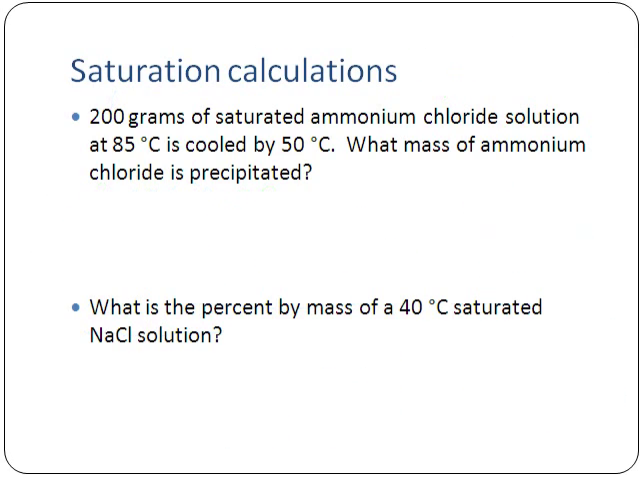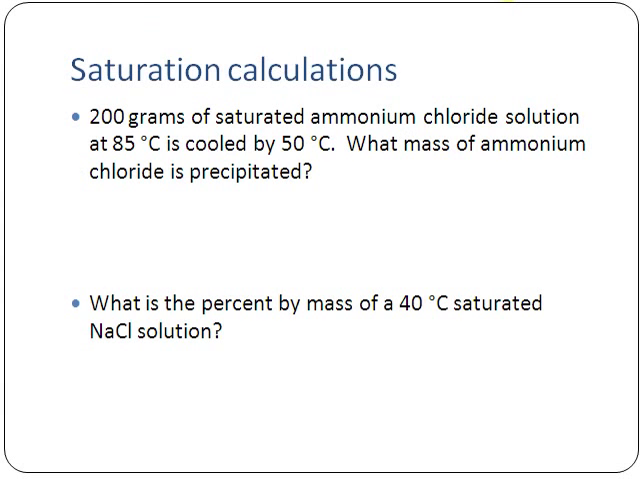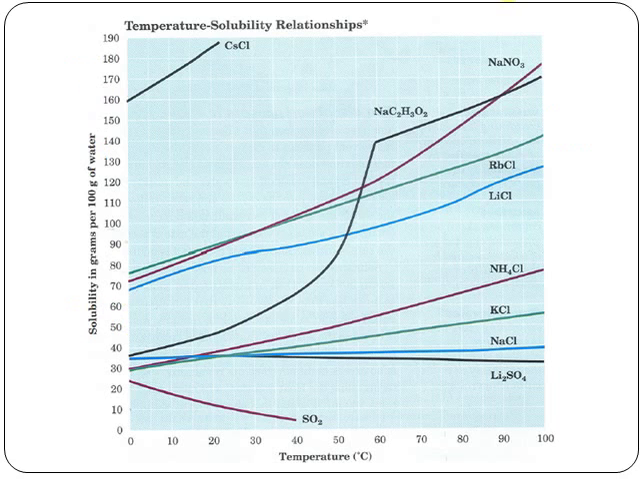So in this case, it says, what is the percent by mass of 40 degrees Celsius saturated sodium chloride solution? So we know we're at 40 degrees Celsius, and we have sodium chloride. So that being said, we want to go to our temperature solubility graph. Temperature solubility graph right here. So we said 40 degrees Celsius sodium chloride solution. So sodium chloride is NaCl right here. 40 degrees is right here. So that's our blue line.